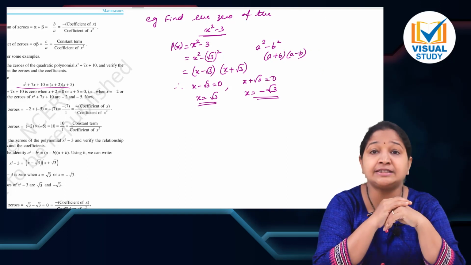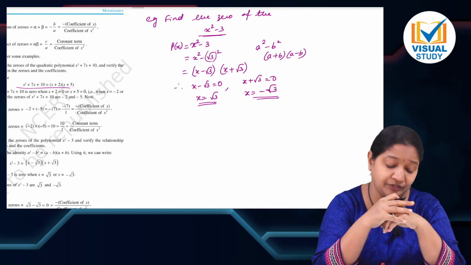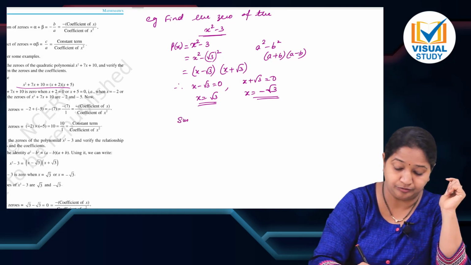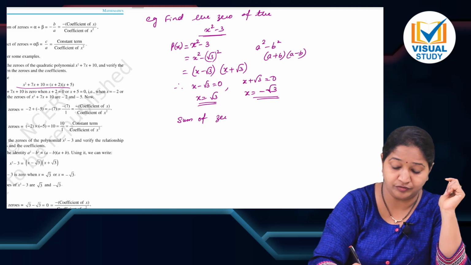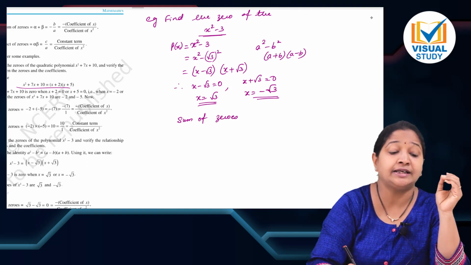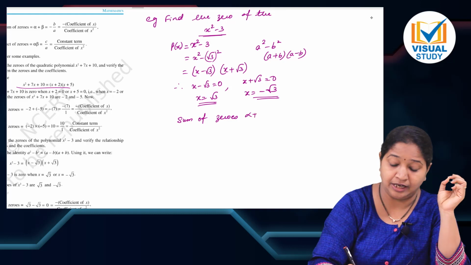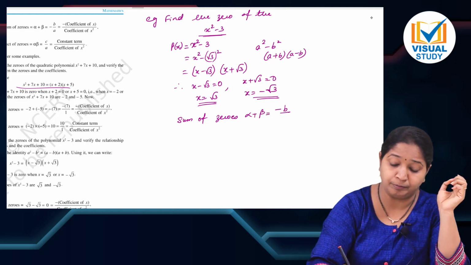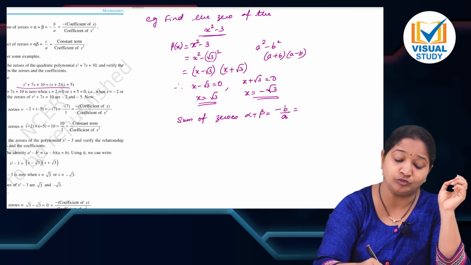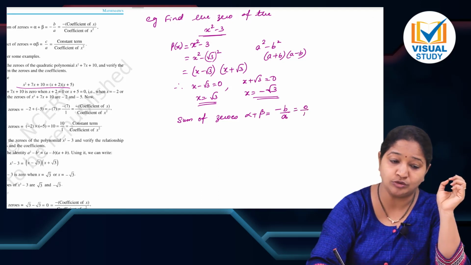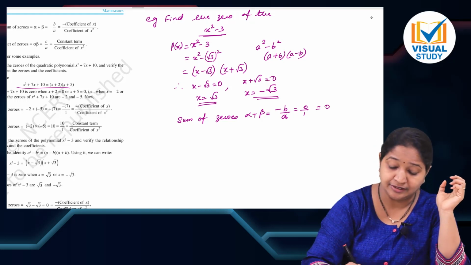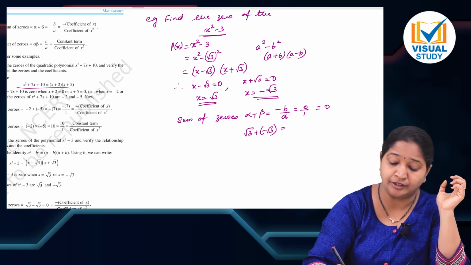Now what we have to do is verify the relations. Sum of zeros, that is alpha plus beta, is equal to minus b upon a. What is your b term here? It is 0, and 0 upon 1 is 0. And here, the sum of the roots, root 3 plus or minus root 3, gives you 0.